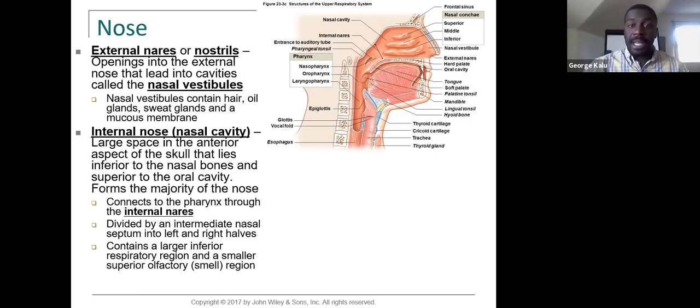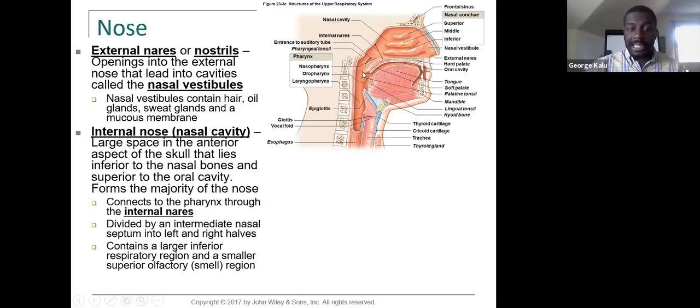As air starts to enter the nasal cavity, it'll eventually start to move more posteriorly into a region called the pharynx. In order to get into the pharynx, it has to pass through this little kind of tunnel or canal called the internal nares. So we have the external nares leading into our nasal vestibule, and then we have the internal nares leading into our pharynx, which is our throat.